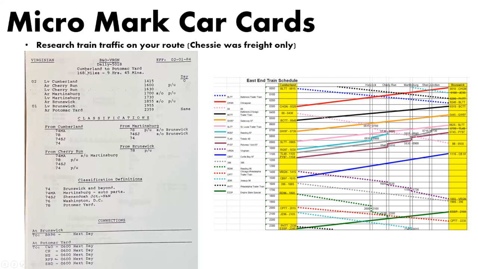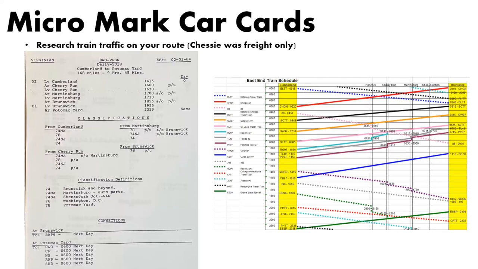It goes from Cumberland to Potomac Yard. If anybody knows where Potomac Yard pretty much was, it really doesn't exist very much anymore. It's by the National Airport in Washington, D.C. Okay? So it's got to travel 168 miles, and it has a 9-hour and 45-minute schedule. And it tells you here, it leaves from Cumberland, goes through Cherry Run, goes through Martinsburg, goes through Brunswick, and then goes to Potomac Yard. Now, in my layout, all of those are on my layout except the Potomac Yard.